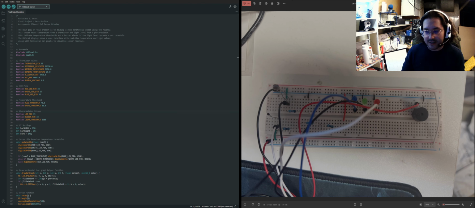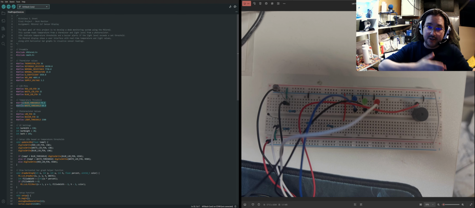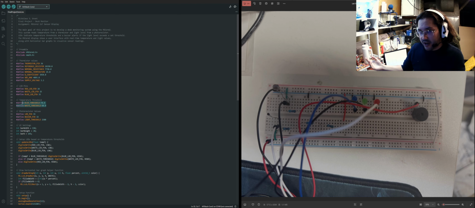The idea is that it reads the temperature and it reads the light level. There's a threshold for each of the temperature gauges. There are three LEDs, a blue one, a green one, and a red one, and those change depending on the temperature being read from the thermistor. Below 70 degrees, the blue light is on. Between 70 and 80, it's green, and when it goes past 80, it's red.